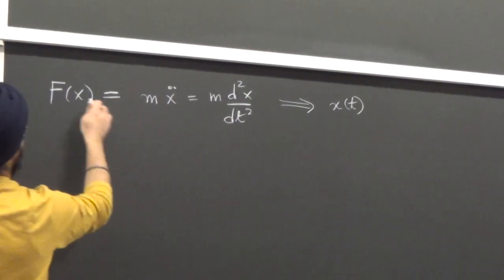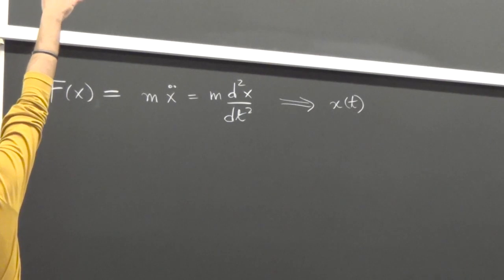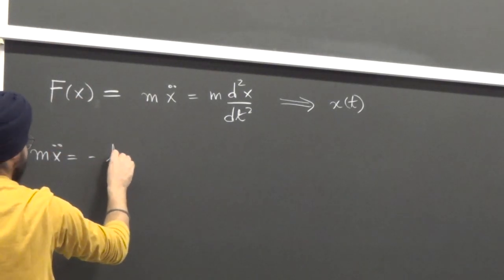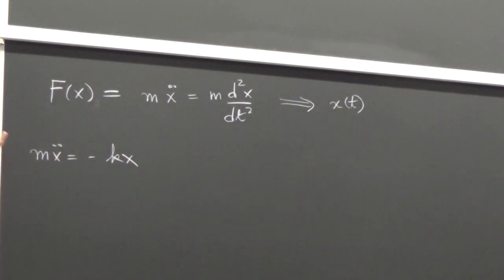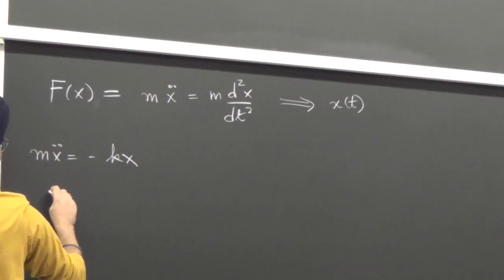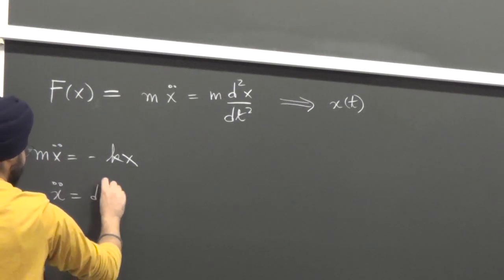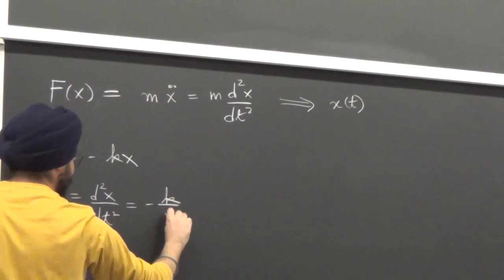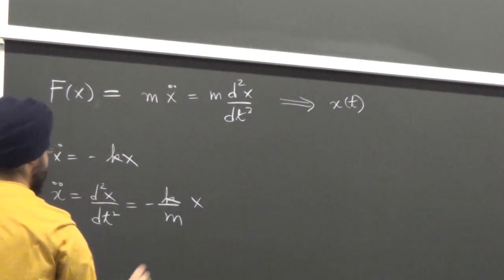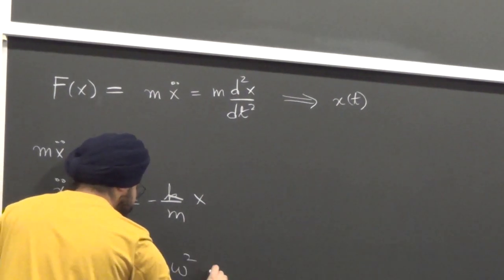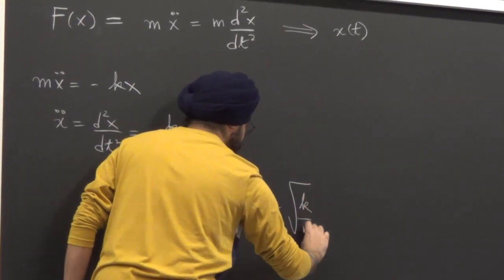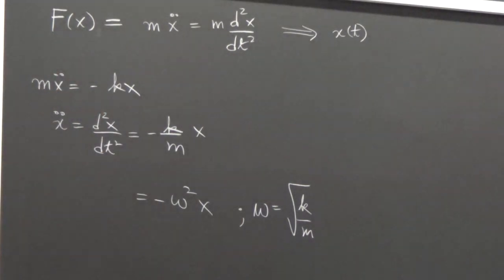So let's do that. So f of x, I know the form for the harmonic approximation. So m x double dot is minus k times x. Again, this is standard stuff. I'm going to go quickly over this. So x double dot, which is d squared x over dt squared, is minus k over m times x again. I'm going to call this minus omega squared times x, where omega is square root of k over m. Call it the natural frequency of the system. I'm sure everyone's seen this before, so that's fine.